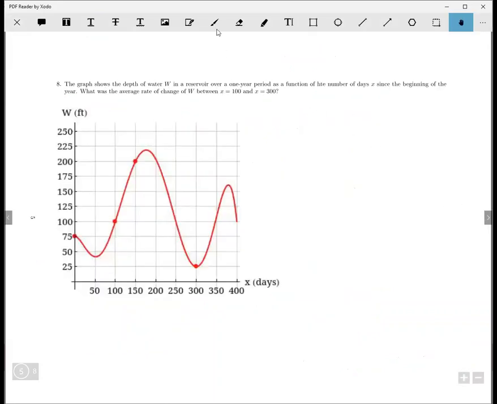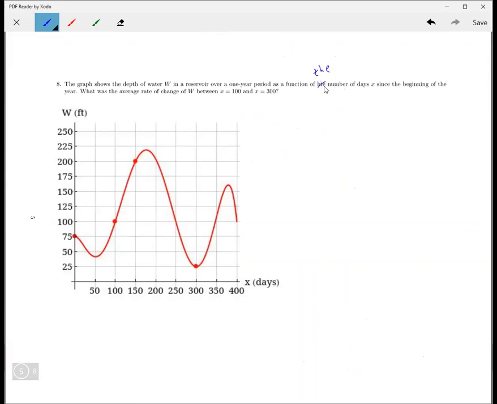Number 8. Whoa, a fancy graph. Okay, the graph shows the depth of water in a reservoir. The water W, here's the W, and here's the days over a 1 year period, as a function of the number of days. I don't think anybody's ever made this kind of spelling mistake before, have they? The number of days X since the beginning of the year. What was the average rate of change between 100 and 300? Okay, so we're looking at from here to here. What's the average rate of change?